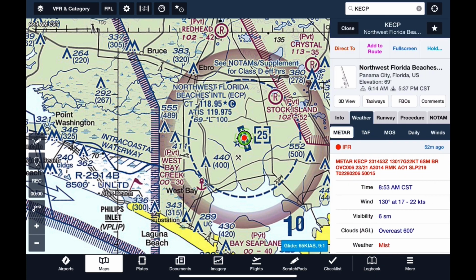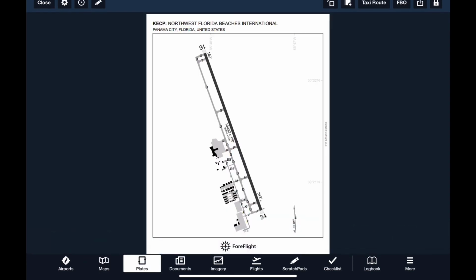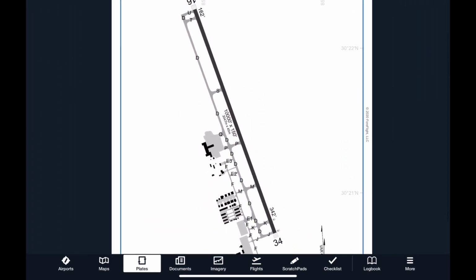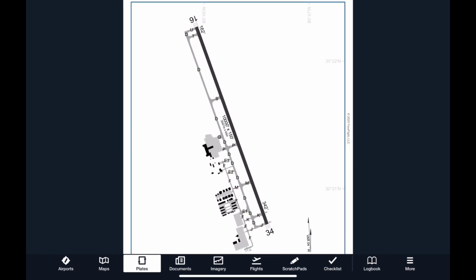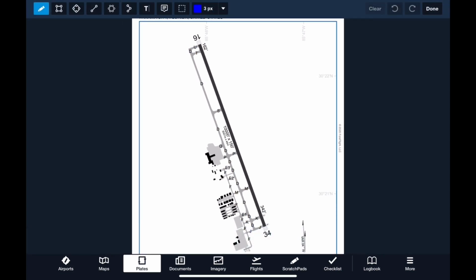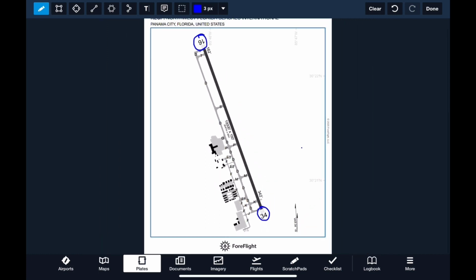So to get started, I'm going to pull up the taxi diagram. On a taxi diagram, it's not only going to show you taxiways and the FBO and the terminal, it's also going to show you the runways and the direction of those runways. So as you can see here at ECP, we have one single runway, two different directions. So because of this, we have runway 16 and runway 34. Now, what do these numbers actually mean to us?